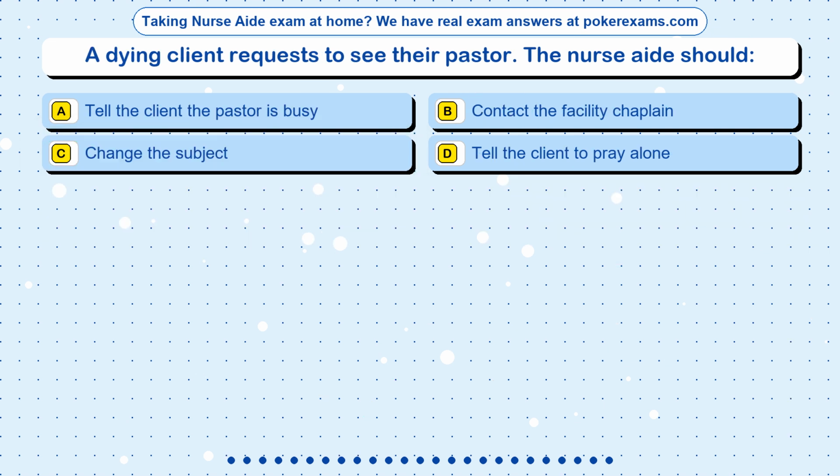Question 13. A dying client requests to see their pastor. The nurse aide should: Option A. Tell the client the pastor is busy. Option B. Contact the facility chaplain. Option C. Change the subject. Option D. Tell the client to pray alone.